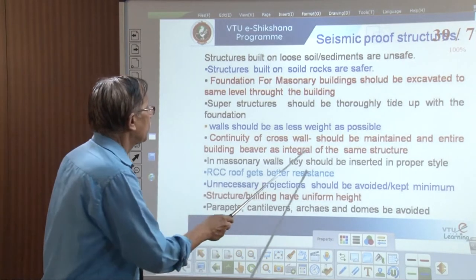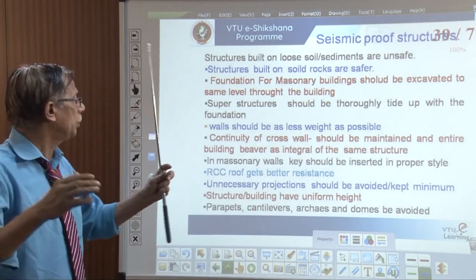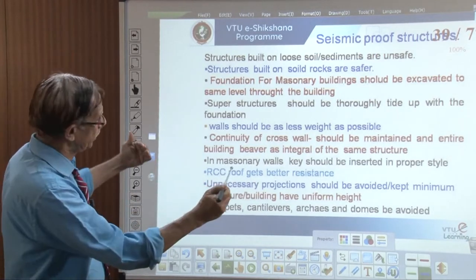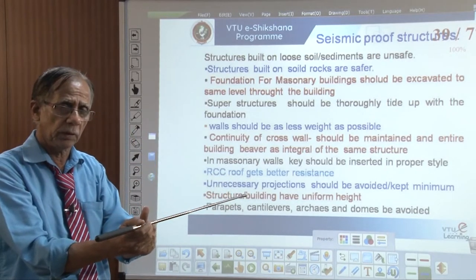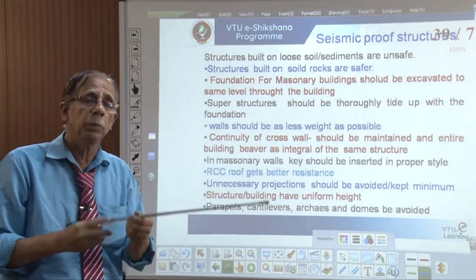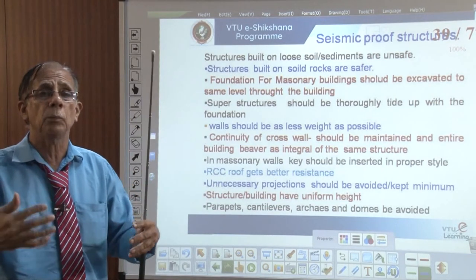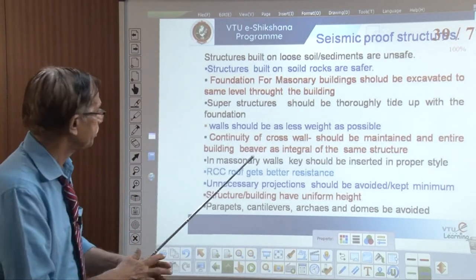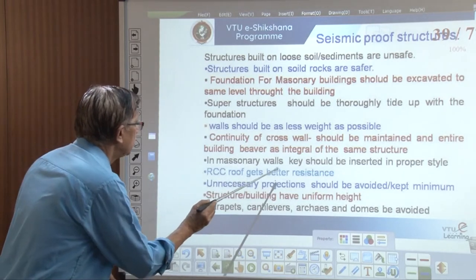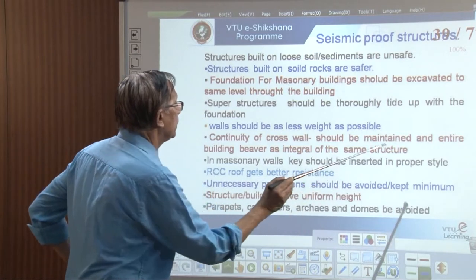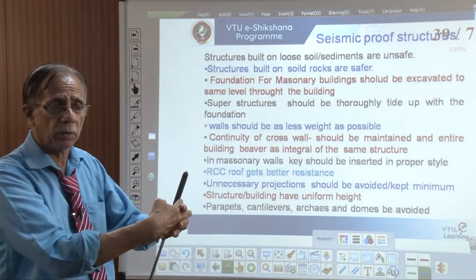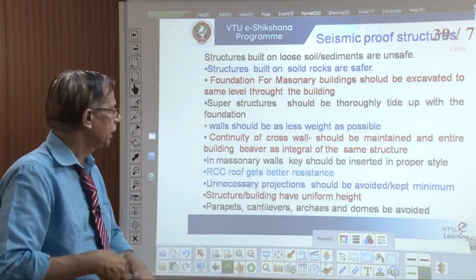So, continuity of cross walls should be maintained and the entire building should behave as one integral unit. Because during vibration, if this unit moves this way and this unit moves that way, there is a possibility of collapse. The entire building should behave as one unit, therefore different components of the building should be well interconnected. Then damage is minimum. So, in masonry work, wall keys should be inserted in a proper style. Just now I have said, while brick construction, interpenetration of brick, especially in the corner or from one layer to the other layer, how they maintain, etc.